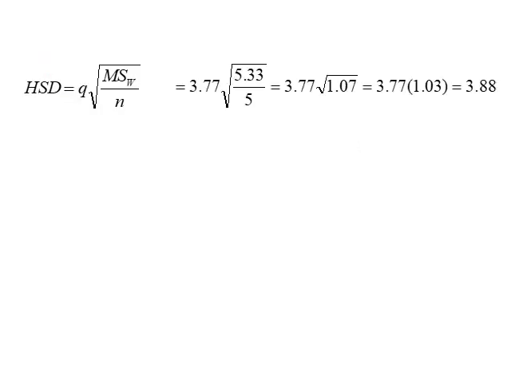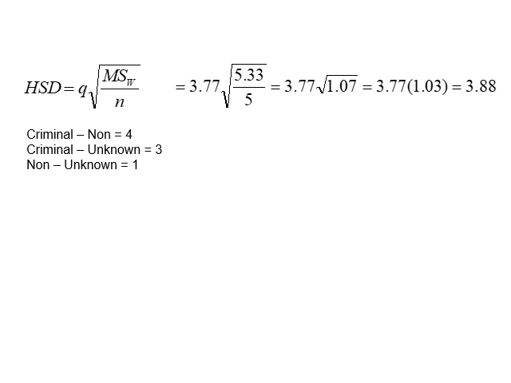So there's the equation, and we're going to plug the numbers in. The mean squares within, remember, was 5.33. We're going to divide that by 5, the number of people within the group. We're then going to calculate that to be 1.07. We're going to take the square root of that, which is 1.03. We're going to times it by 3.77, and we get 3.88. That is Tukey's HSD. So again, we're taking our error divided by the number of people in any one group, 5, small n, taking the square root of that and multiplying it by Q.